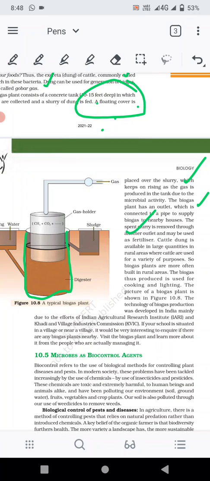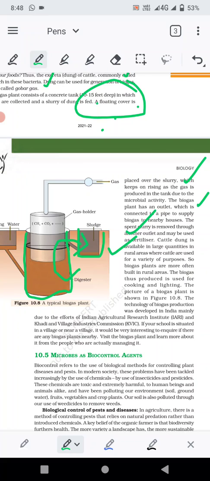Now the spent slurry, the slurry which was there in the concrete tank after the production of the biogas, can be removed from another outlet and it can be used as a fertilizer. As we can see here, this tank is attached with this small tank. What is the use of this small tank? It is removing the already used sludge from the concrete tank, and this sludge has already produced the biogas. Now it is a manure and it can be used as a fertilizer.